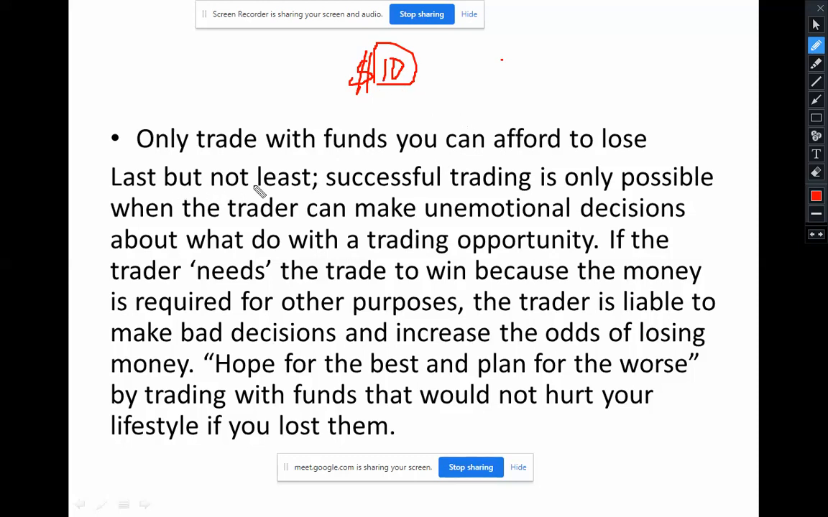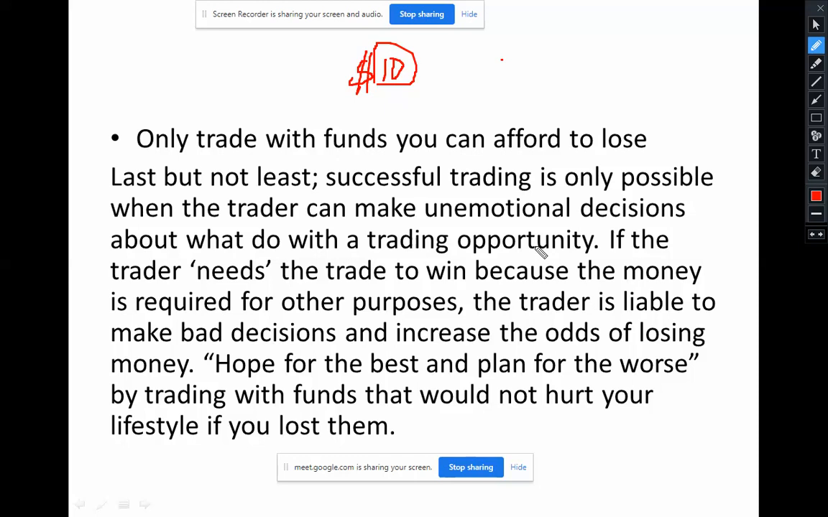Successful trading is only possible when the trader can make unemotional decisions about what to do with the trading opportunity. If the trader needs the trade to win because the money is required for other purposes, the trader is liable to make bad decisions and increase the odds of losing money. Hope for the best and plan for the worst by trading with funds that will not hurt your lifestyle if you lost them.